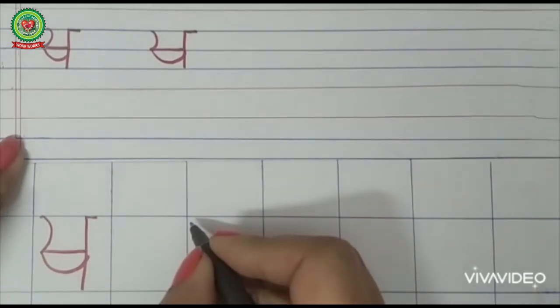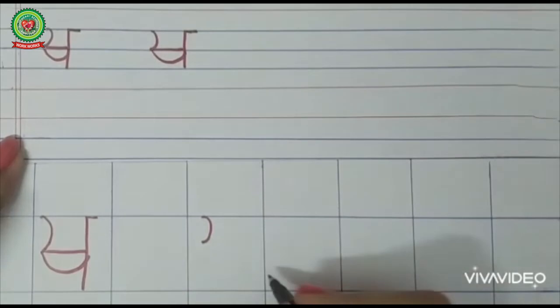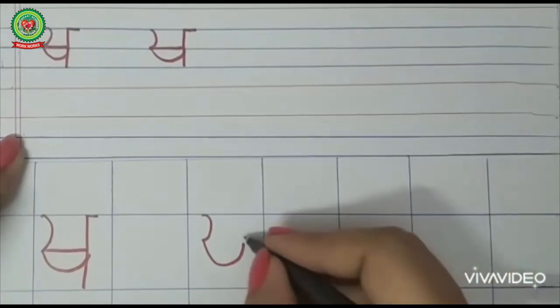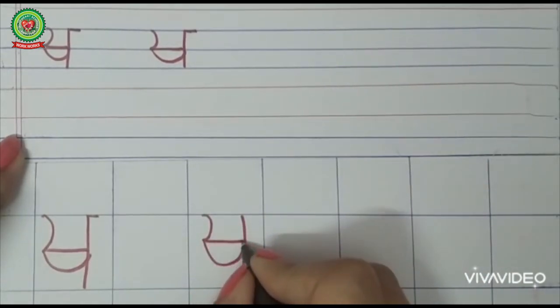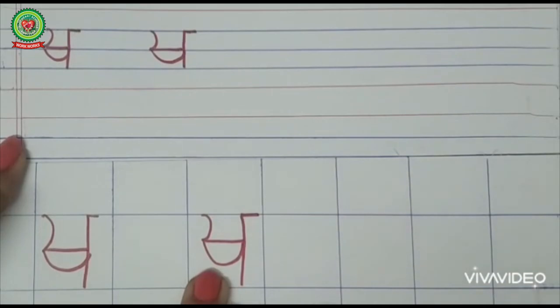Now, for that, draw a curve like this. Then a semicircle like this. Draw a standing line. Draw a sleeping line and again draw a sleeping line. This is Kakha.